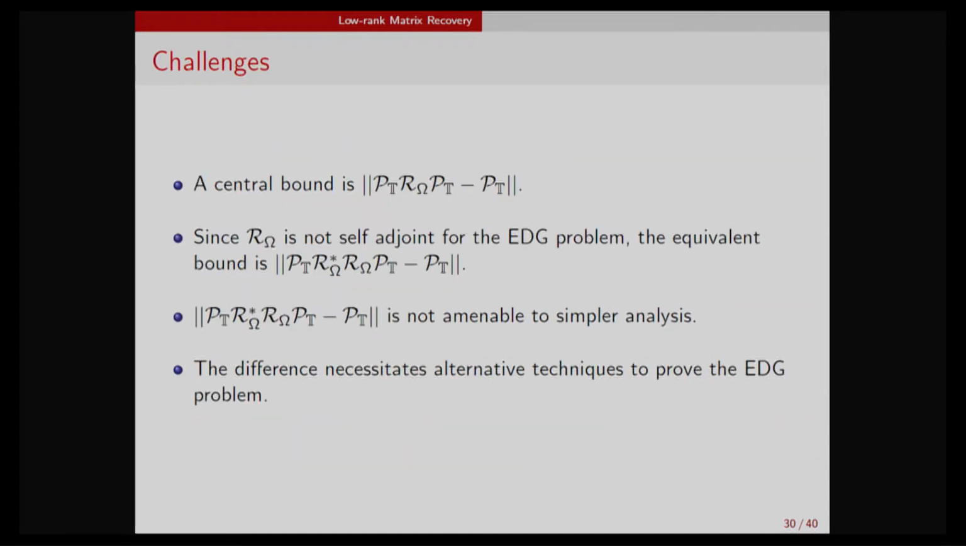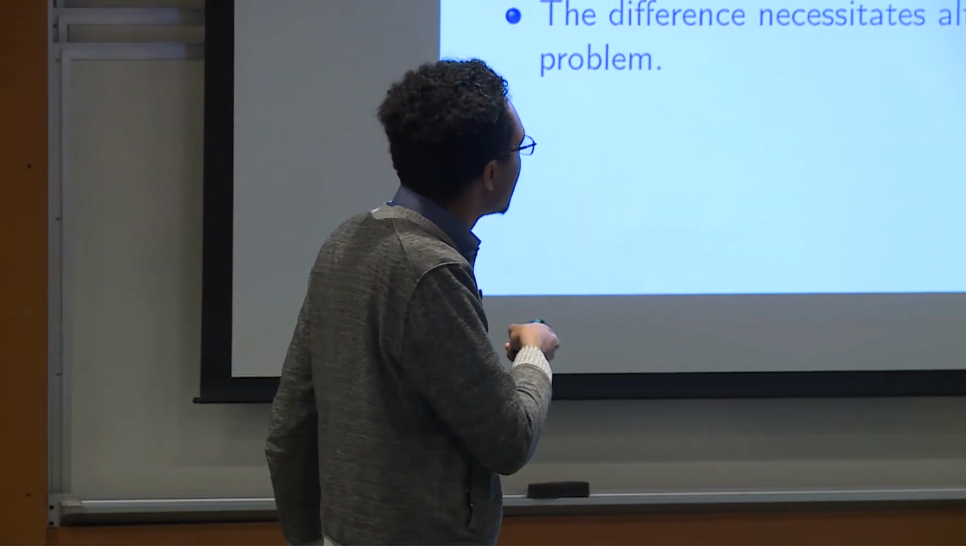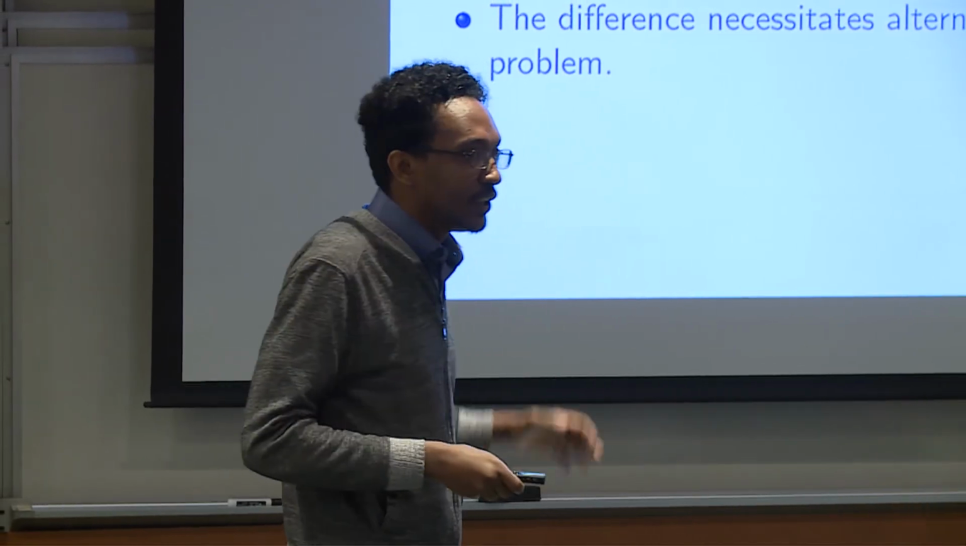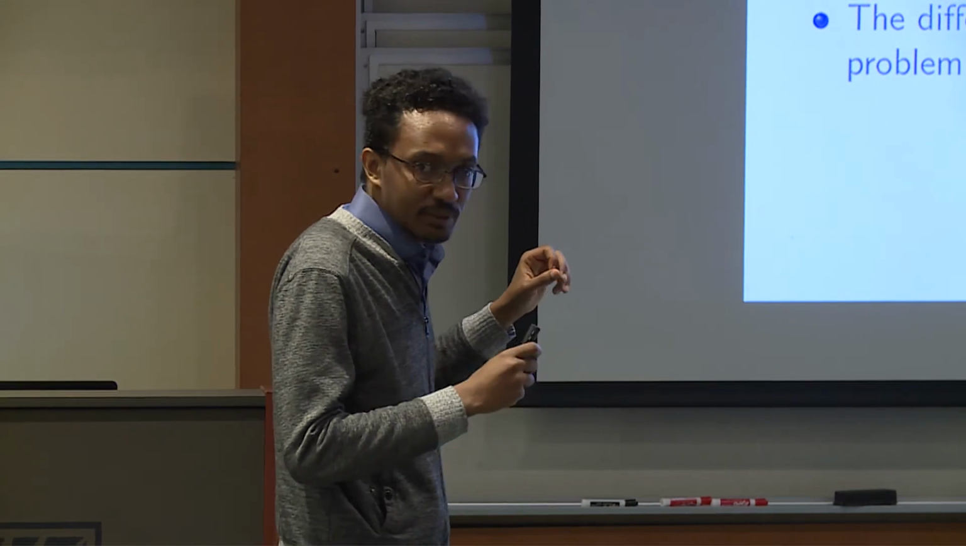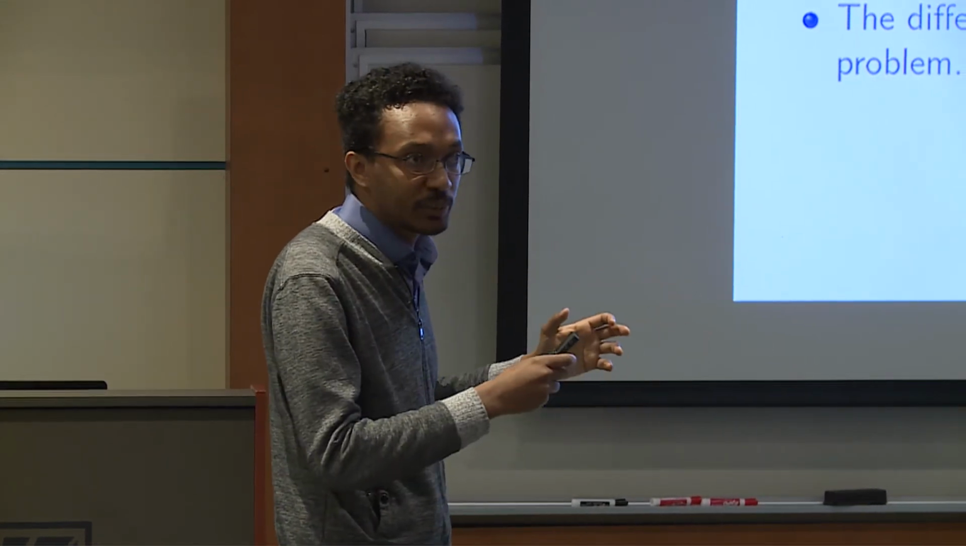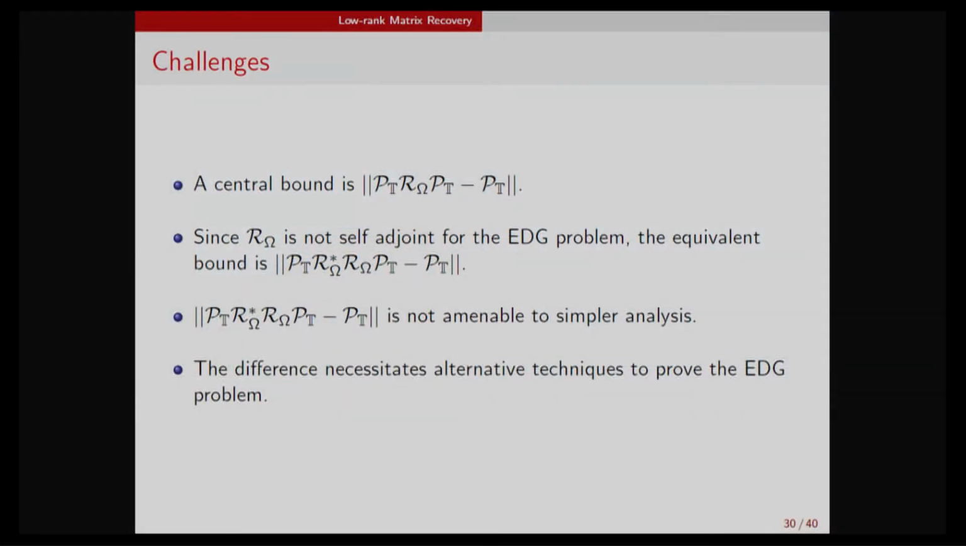Okay. So what are the challenges? What's the difference between this problem and the matrix completion problem with an orthonormal basis? The challenge is that our sampling operator is not self-adjoint. It turns out that in the proof, you have to bound the spectral norm of this quantity. And this is the main thing that prevents the existing analysis from being applied, and you have to come up with a new analysis.